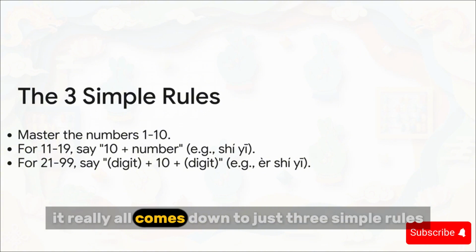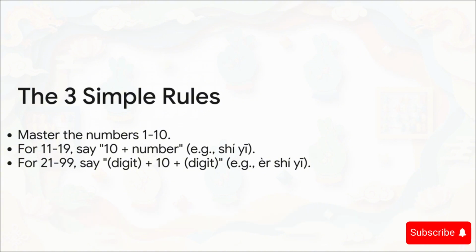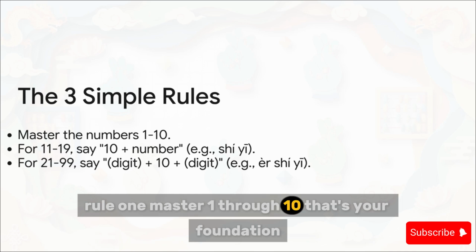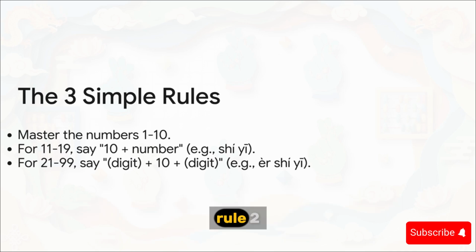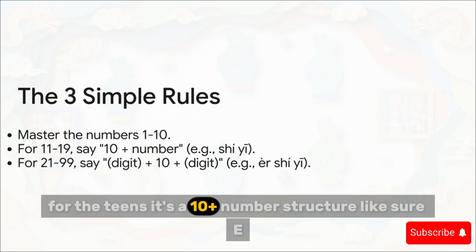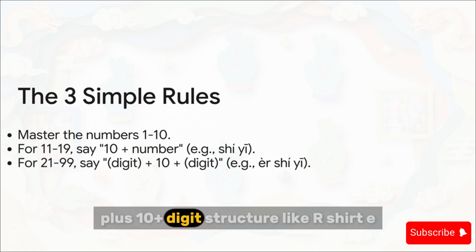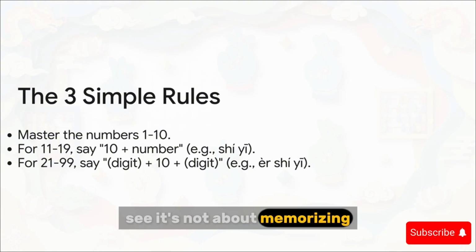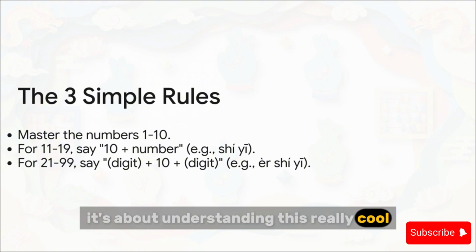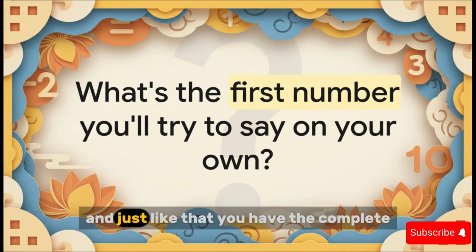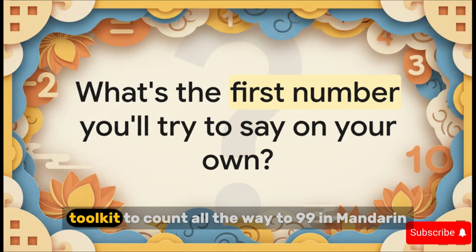It really all comes down to just 3 simple rules. Rule 1, master 1 through 10. That's your foundation. Rule 2, for the teens, it's a 10 plus number structure, like 十一. And rule 3, for everything else, it's a digit plus 10 plus digit structure, like 二十一. See, it's not about memorizing. It's about understanding this really cool logical system. And just like that, you have the complete toolkit to count all the way to 99 in Mandarin.